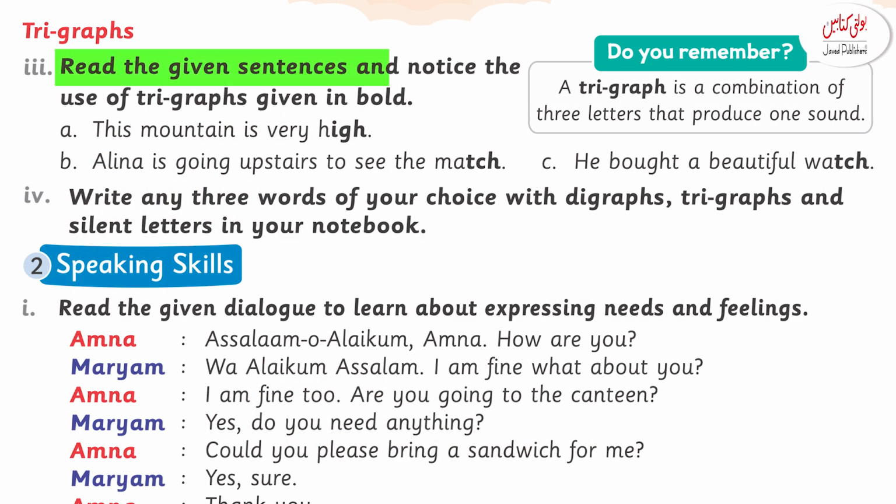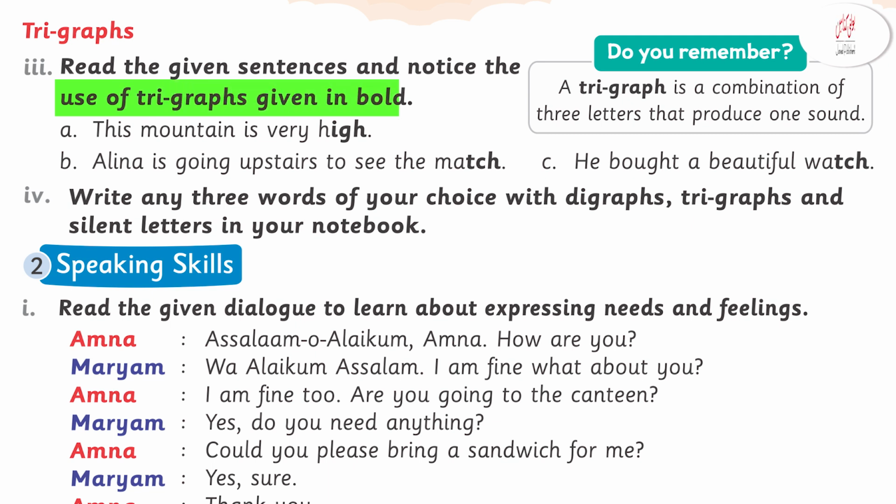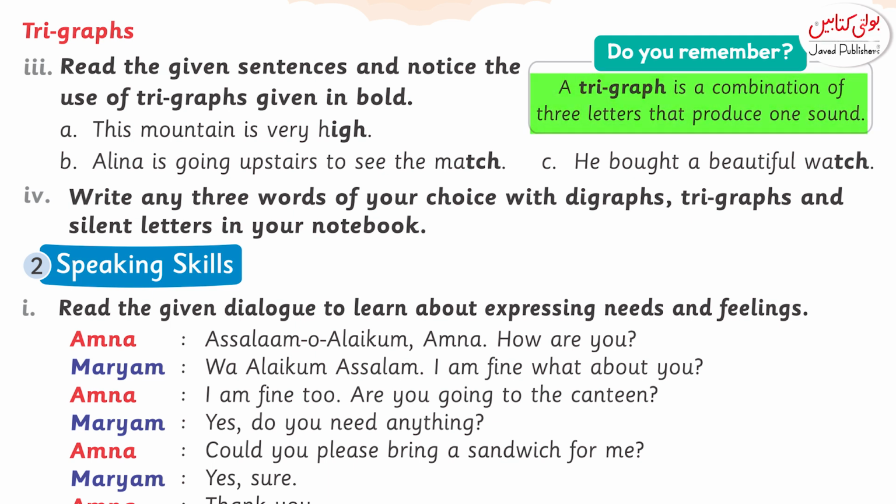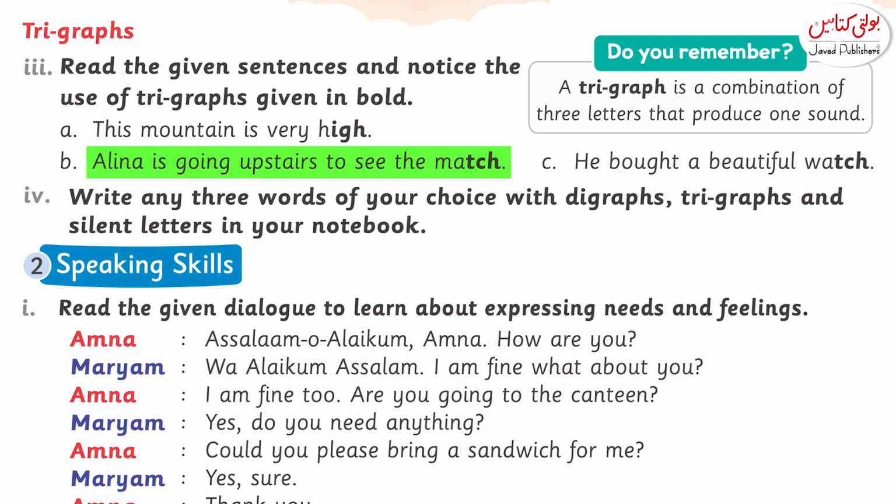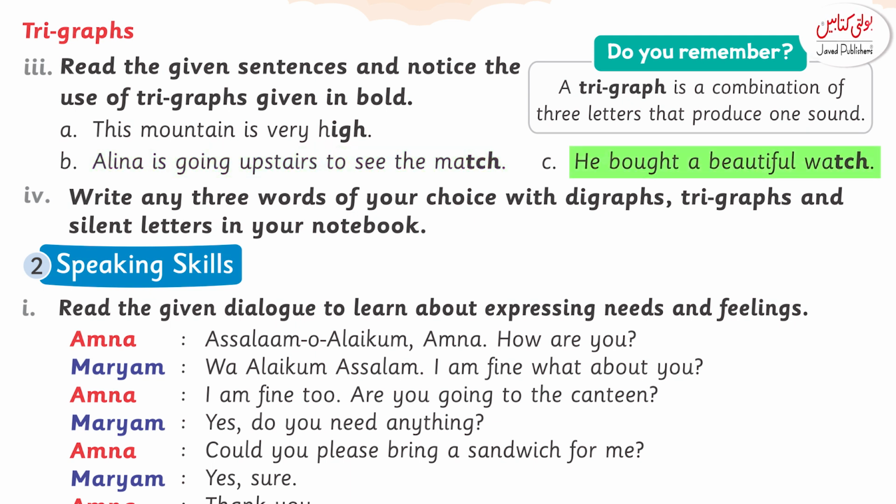Read the given sentences and notice the use of trigraph given in bold. Again, a trigraph is a combination of three letters that produce one sound, as I have told you earlier. Look at the options. Number 1, this mountain is very high. High. The sound of I, G and H will be same. Number 2, Alina is going upstairs to see the match. To see the match. So the sound of T, C, H will be the same. Number 3, he bought a beautiful watch. Same as match, watch. All the alphabets are same, T, C, H, so the sounds will be same.